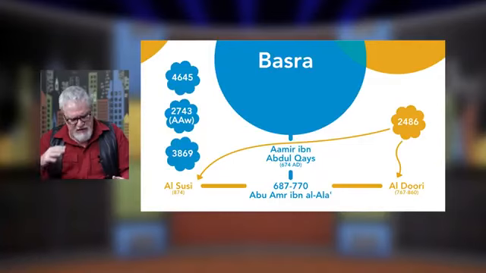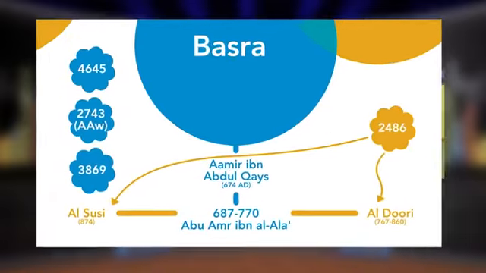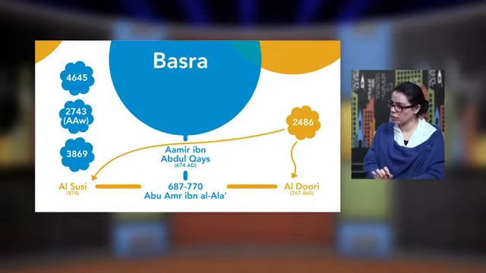Okay, so now we're going to come down. We've done Kufa, we've done Damascus, we've done Medina, we've done Mecca. Now we're coming down to Basra, the southern part of Iraq. Let's take a look at those Qurans and have our reader go ahead and read the names. Amir ibn Abdul Qais, that's the person who went to Basra when Uthman sent the perfect Quran. From him, in 687 to 770, we've got Abu Amr ibn Al-Ala. And he had 2 students.